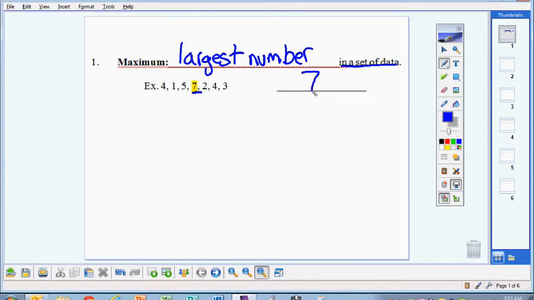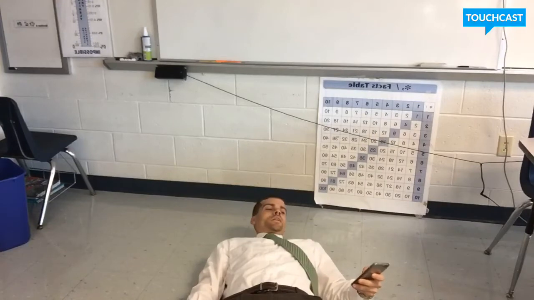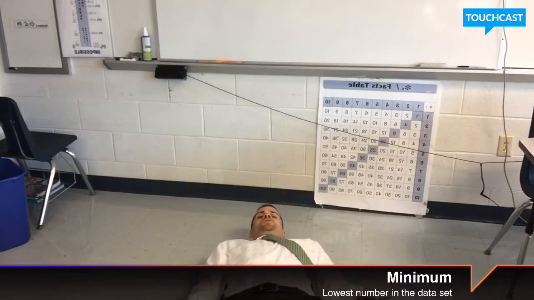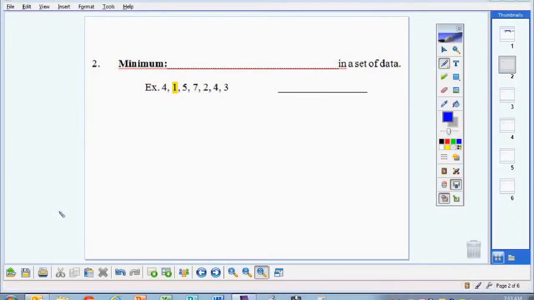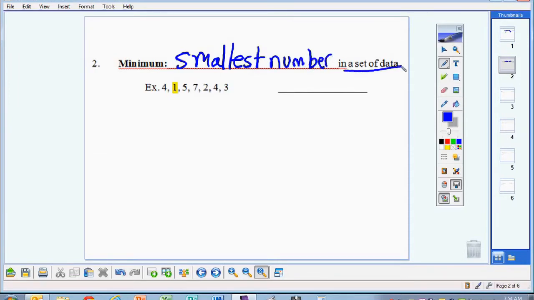be the maximum. Our next landmark is the minimum, which is the smallest number in the data set. And that's why I'm laying on the floor, because I'm at the smallest spot in the room. Minimum is the smallest number in the set of data. And here in the same set of numbers, we can see that 1 would be the minimum.